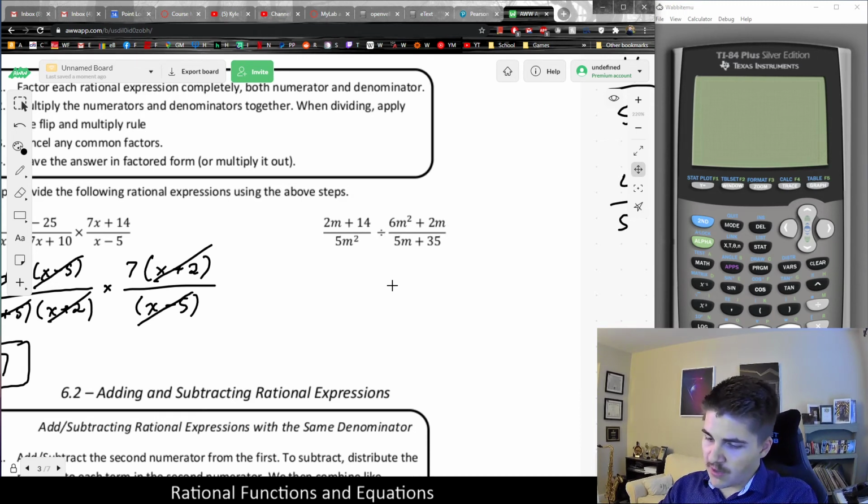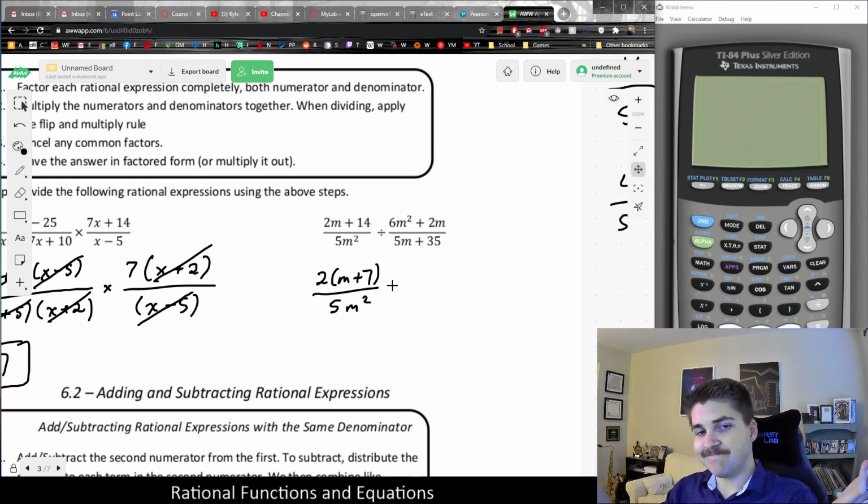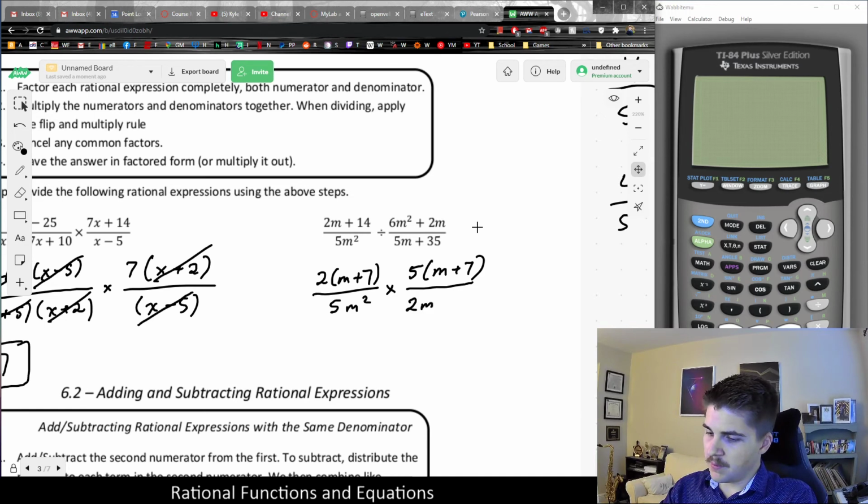So the first one would factor as 2 times m plus 7. 5m squared will not factor. Well, it's just a single term. Technically, you could factor as 5 times m, but that's silly. Now, the second one I could, again, flip and multiply. The denominator would become the new numerator, and that has a common factor of 5, which would leave me with m plus 7. And the original numerator, which will now be on the bottom, has a common factor of 2m. And that would leave me with 3m plus 1.